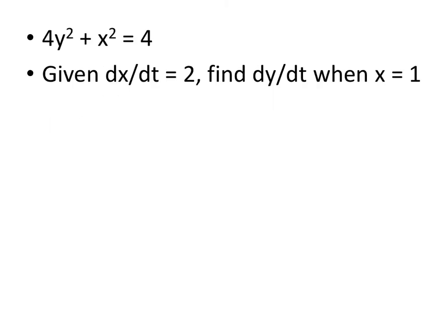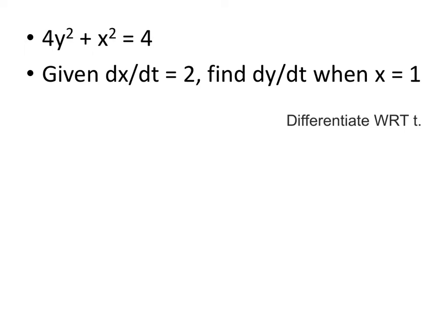So, our function of time for this first problem is 4y squared plus x squared equals 4, which if you divide everything by 4, you'll notice is an ellipse. Given that dx/dt equals 2, we need to find dy/dt when x equals 1. So, the first thing we need to do is differentiate with respect to t. WRT is a common abbreviation for with respect to, so I'll use that sometimes.